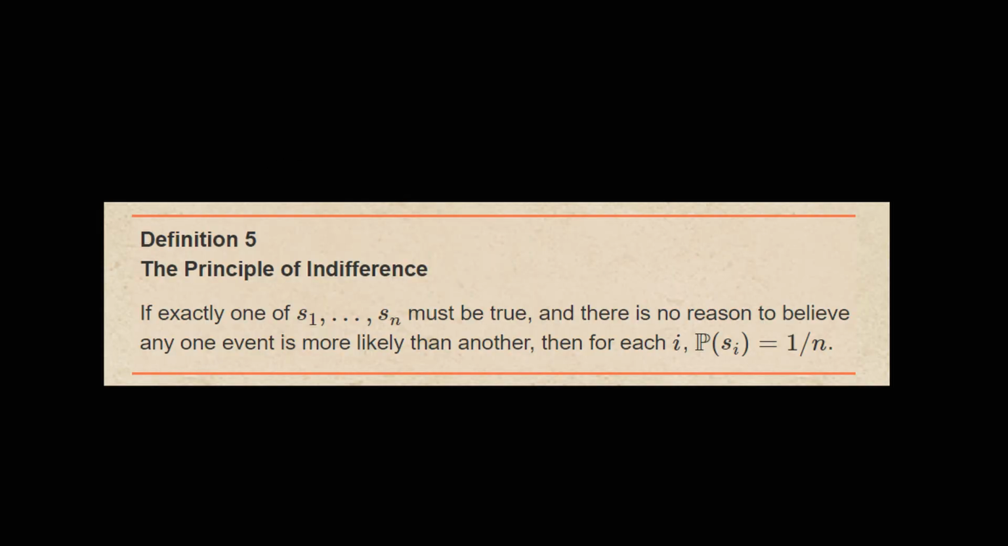The principle of indifference says that if exactly one of S sub 1 through S sub n must be true, and there is no reason to believe that any one event is more likely than another, then for each i, the probability of S sub i equals 1 over n.